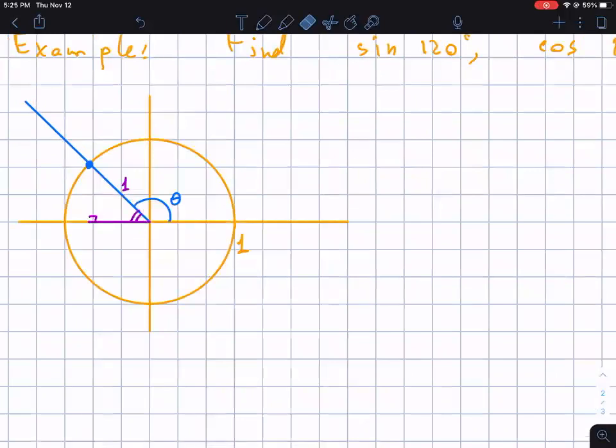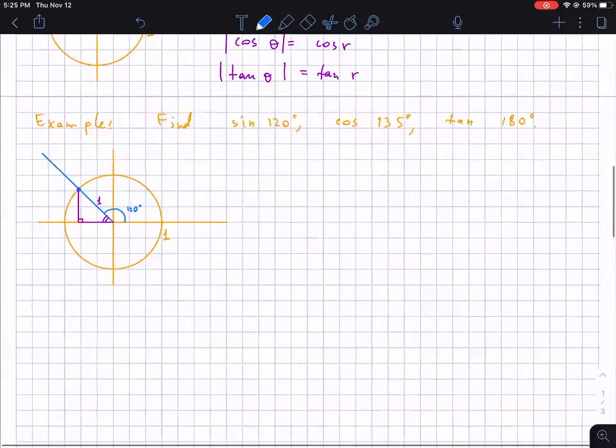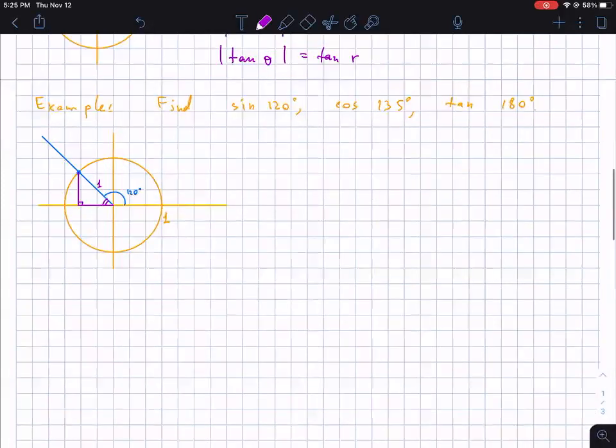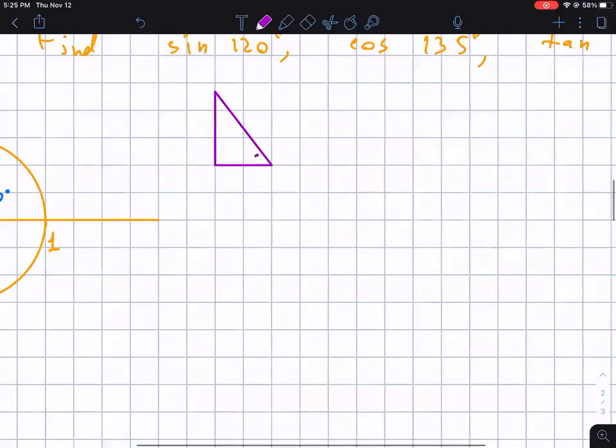Actually, it doesn't really matter. Let's just call this angle 120 degrees. So let's say this is 120 degrees. Now the purple triangle would look like this. The reference angle would be 60 degrees, right? So the purple triangle, the reference triangle, would look like this. This would be 60 degrees. You know it.